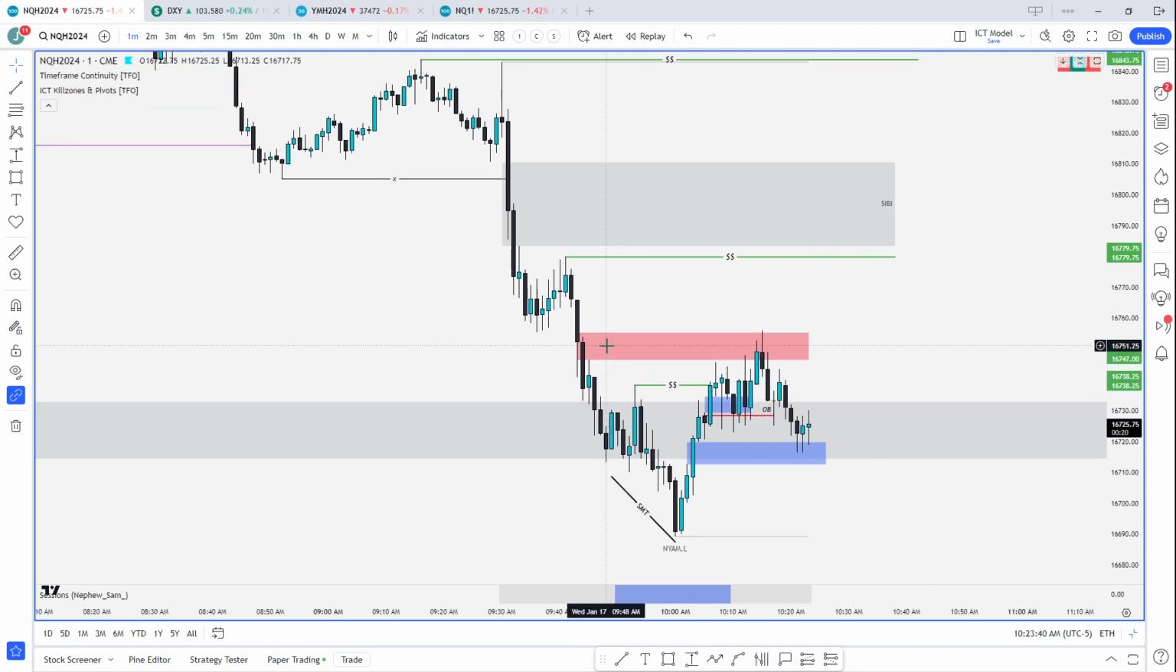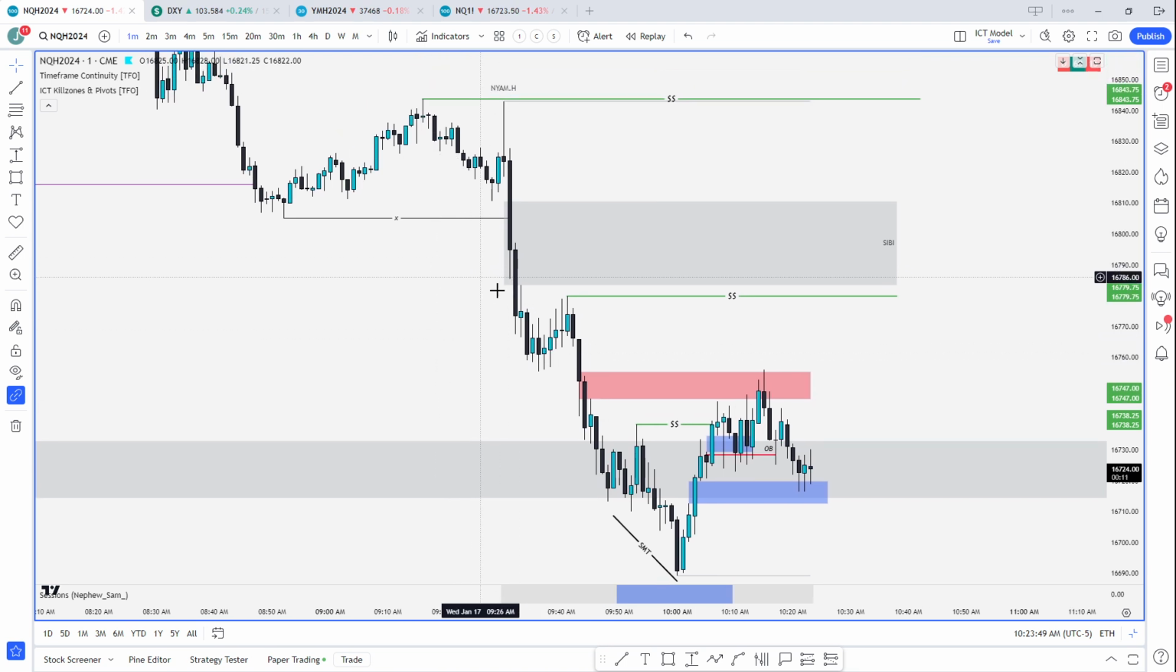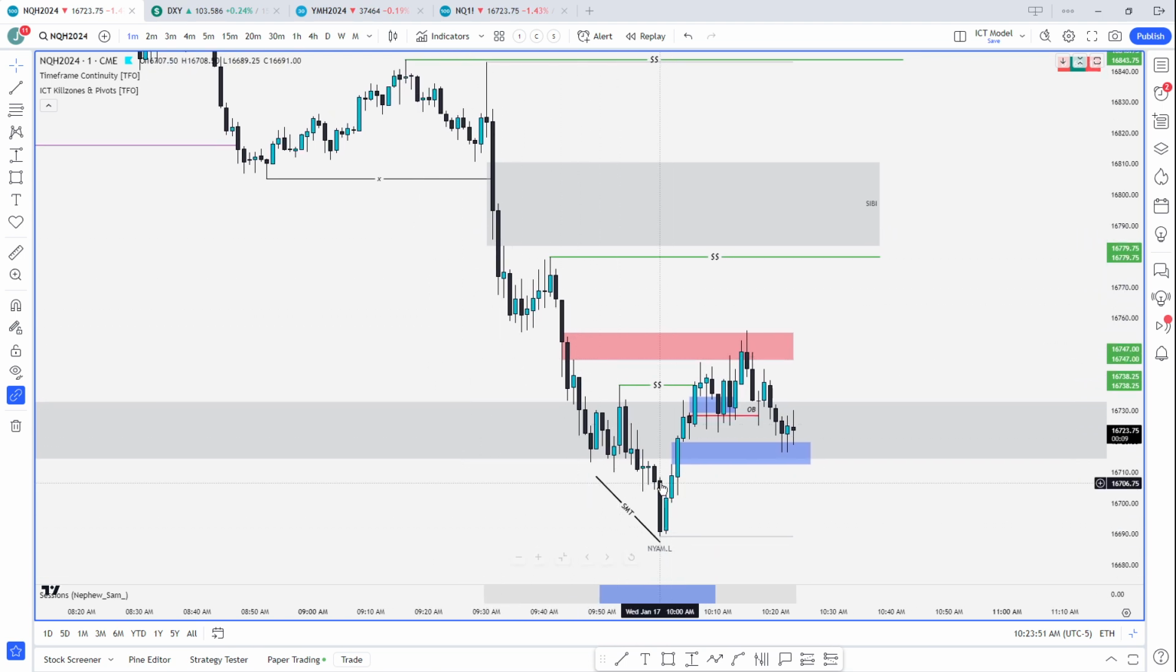So if you want to get better at a model, if you want to get better at ICT trading, it's all about just putting in time. Doesn't matter if you don't feel productive, but if you're just looking at the charts and watching them print, you'll see things that you probably won't see or didn't see yesterday. And that's basically what it's all about.